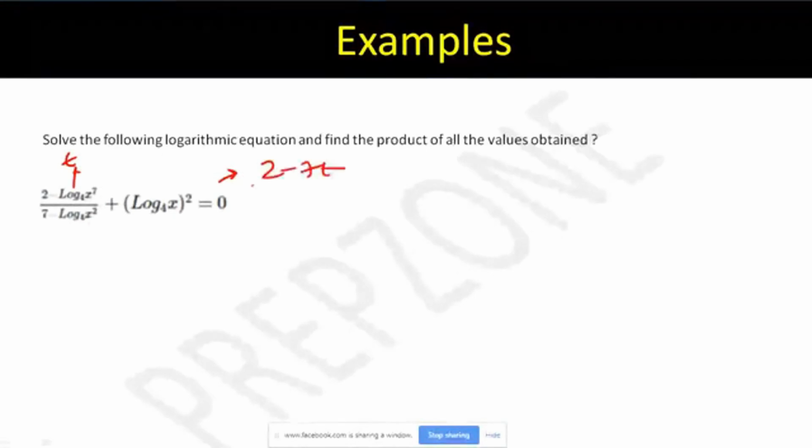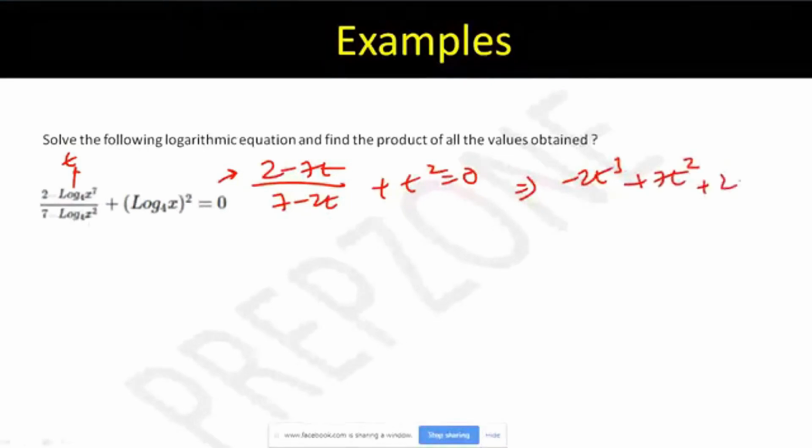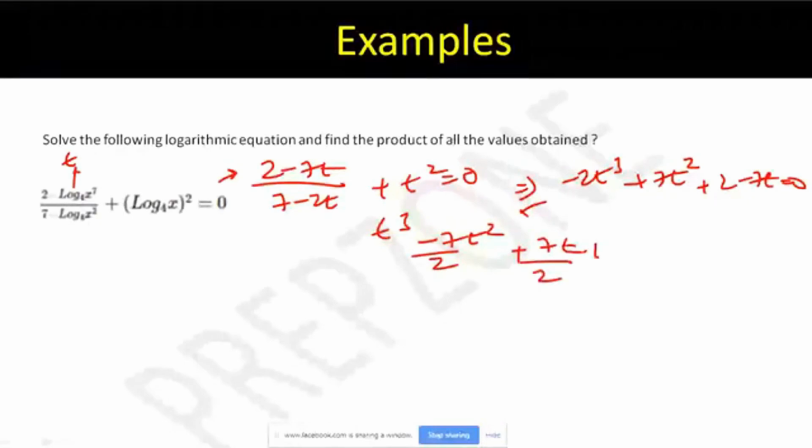2 minus 7t upon 7 minus 2t plus t square is equals to 0. So I'll frame a cubic equation. This is what? Minus 2t cube plus 7t square plus 2 minus 7t equals to 0. I'll just rearrange this equation in a nice format. t cube minus 7t square by 2 this will become plus 7t by 2 minus 1 is equals to 0. Okay. Now what is t? t is log x.